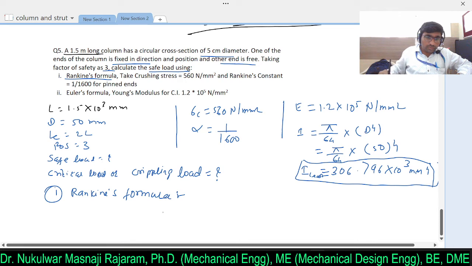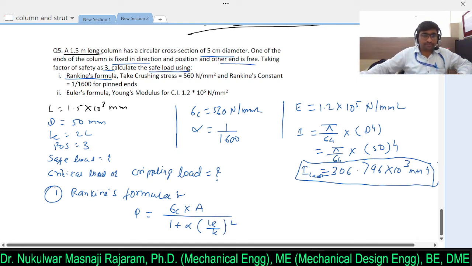So I will write Rankine's formula, that is P equal to sigma c into A divided by 1 plus alpha into (LE by K) square. Simple. Now here we have not evaluated the K. Clear? So for that purpose I know this I. What is I? I is A K square. Now we know area is pi by 4 d square. Clear?